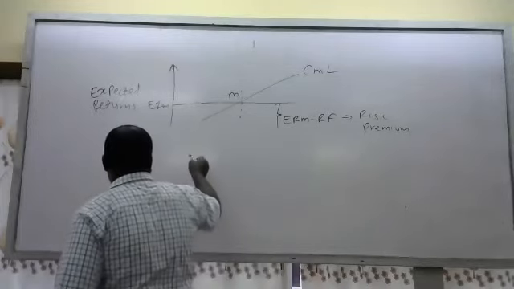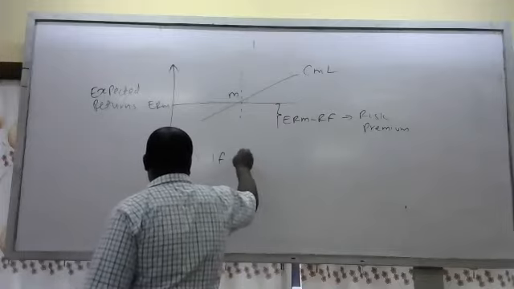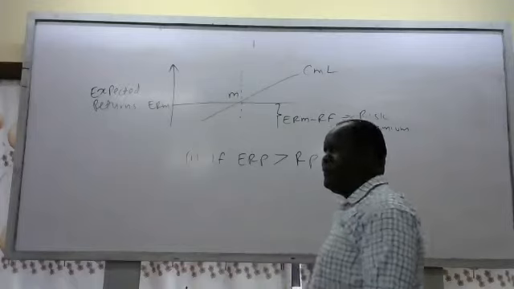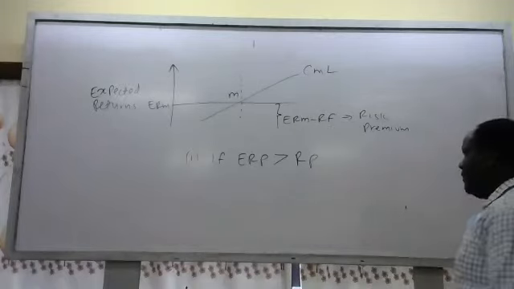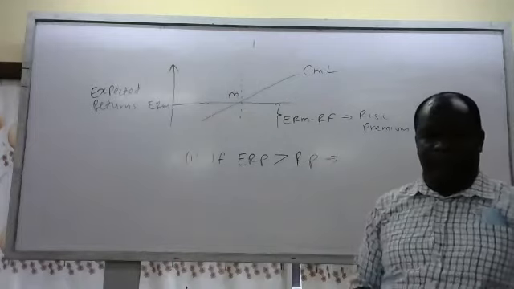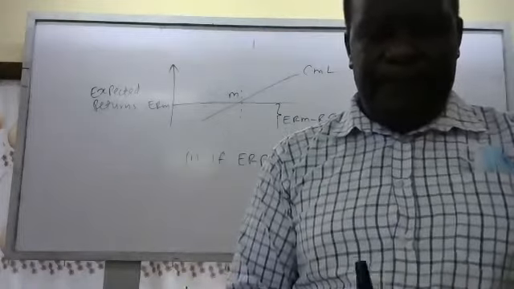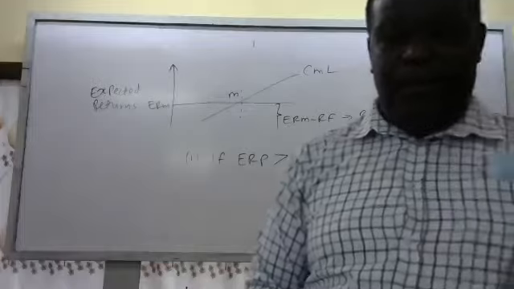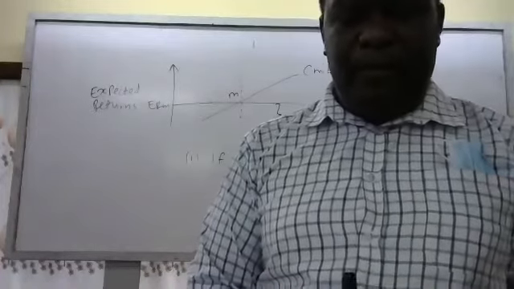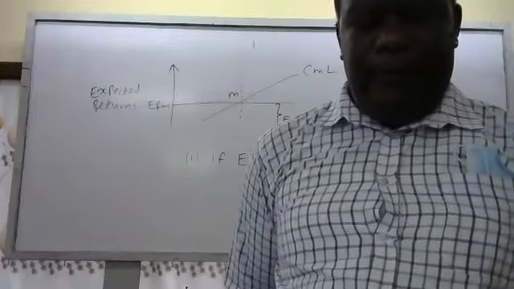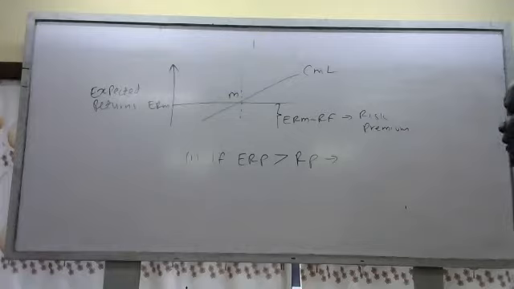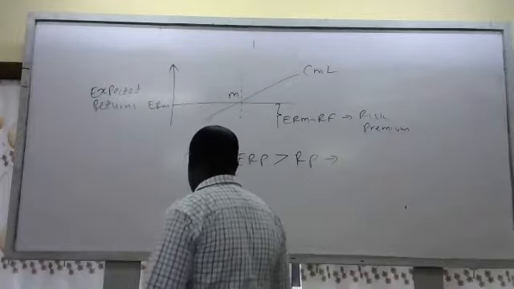So the first one, we shall say that if expected return of the portfolio is greater than the return of the portfolio, then the portfolio is undervalued, or it is super efficient.